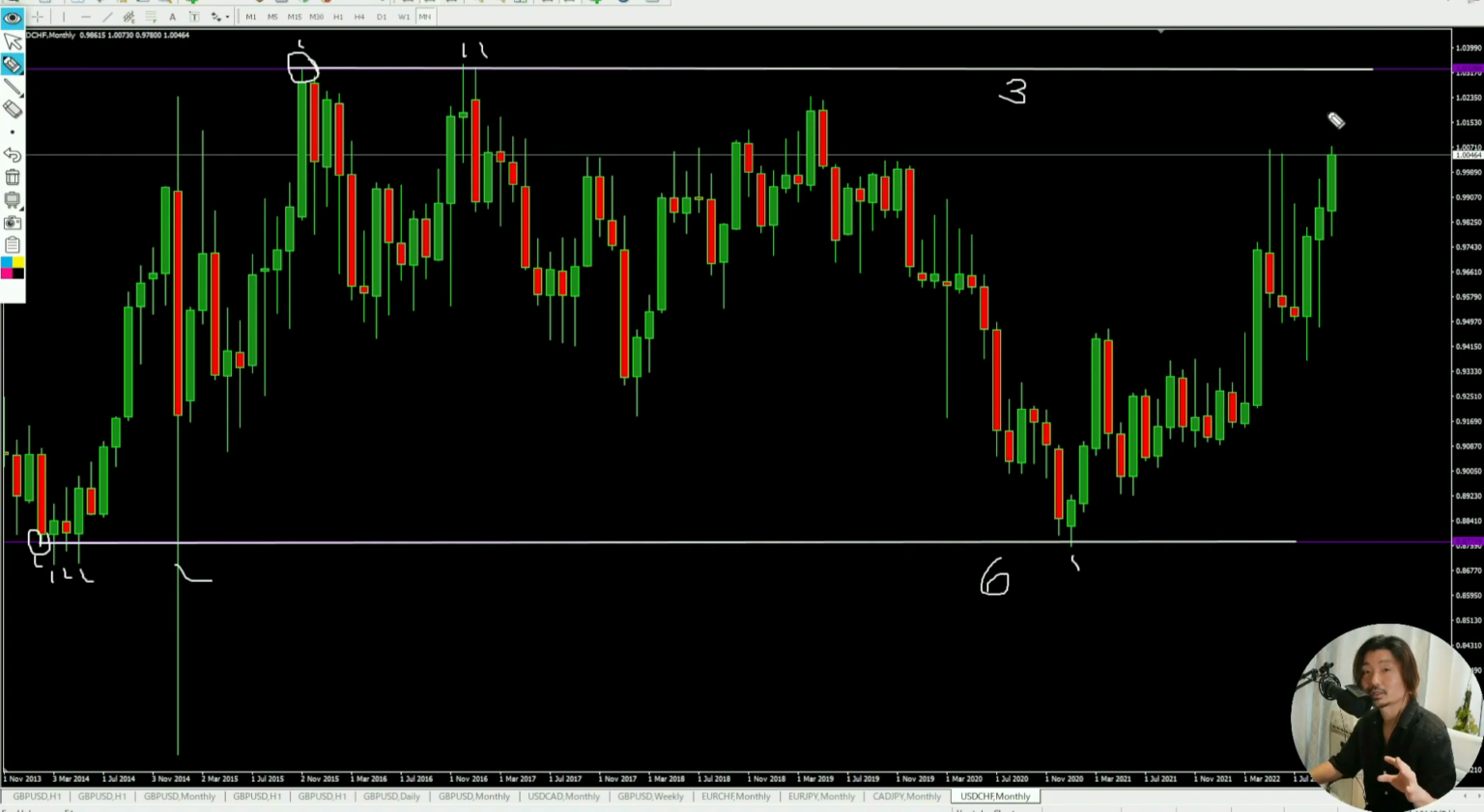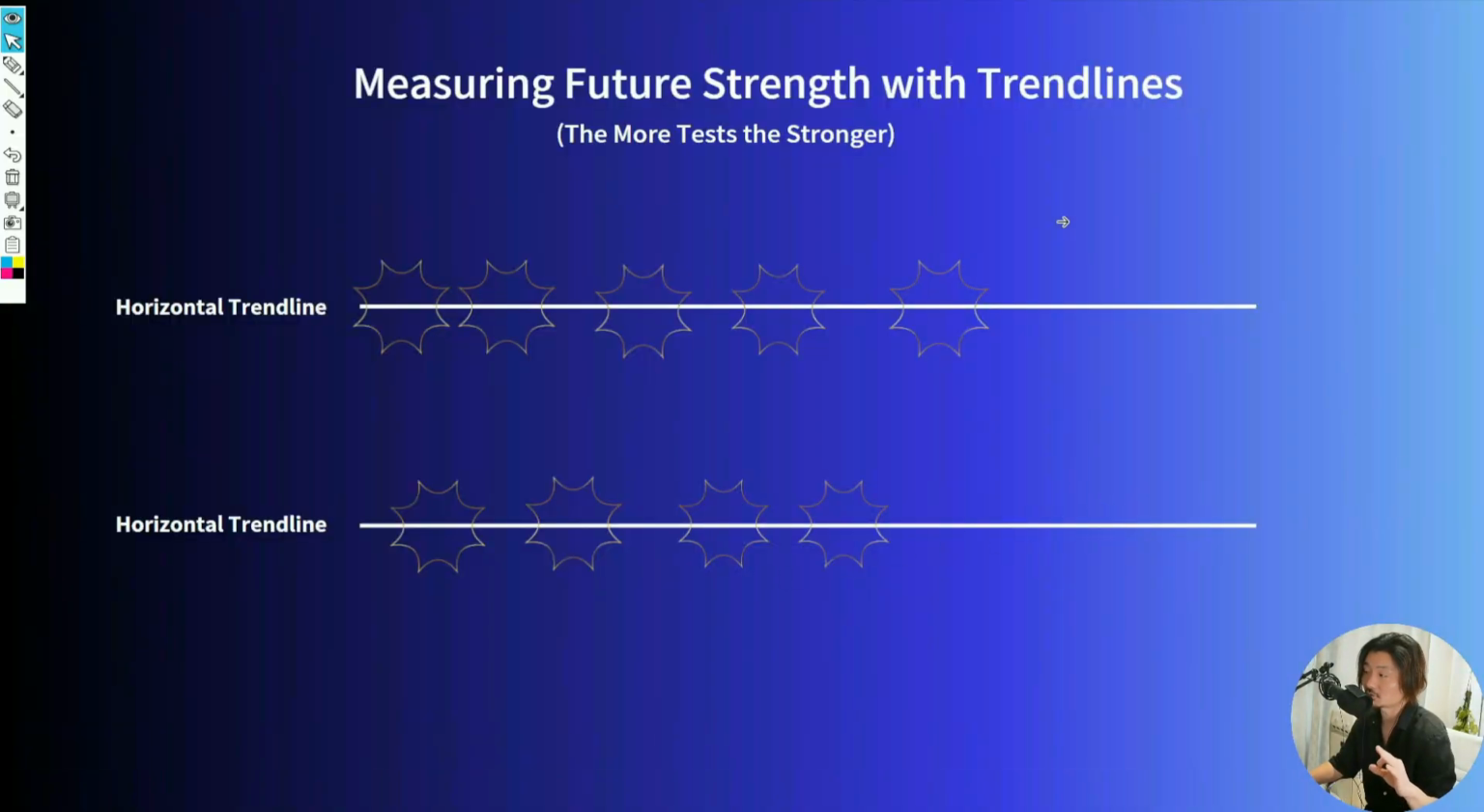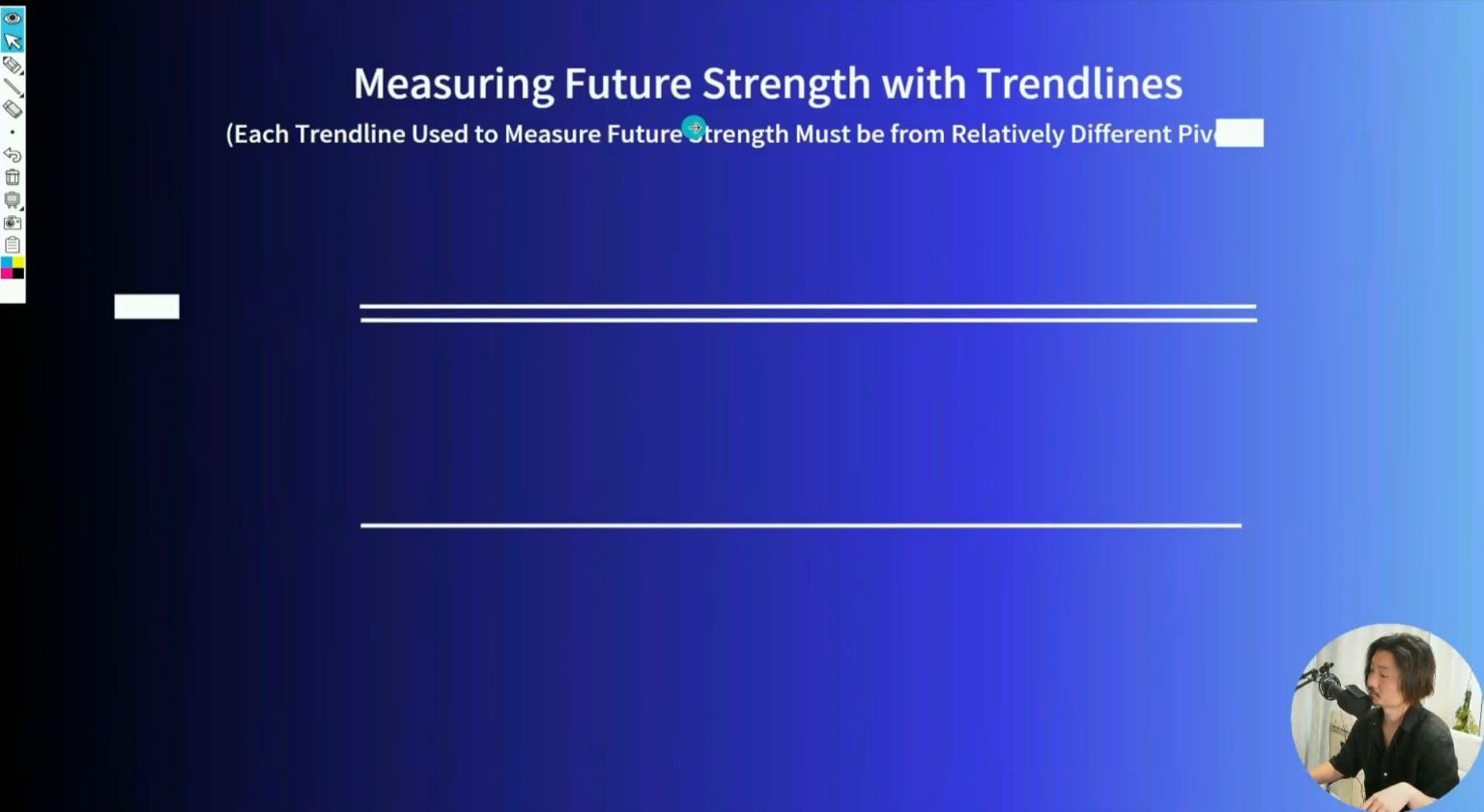Now, if we were only using trend lines to measure the future long and short strength, price should get through this trend line and break it out, because this support has 6 touches on it, while this resistance only has 3 touches on it, which makes this support have more future long strength than this resistance has in future short strength. All right, let's go back to the slide. There are a couple more detailed rules. Let's go and look at that.